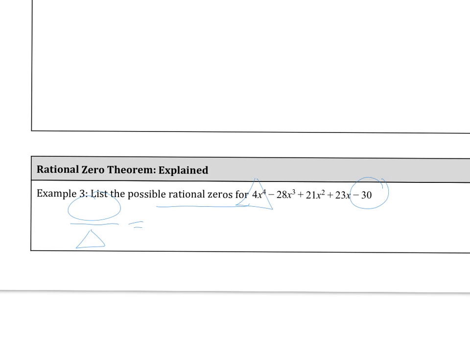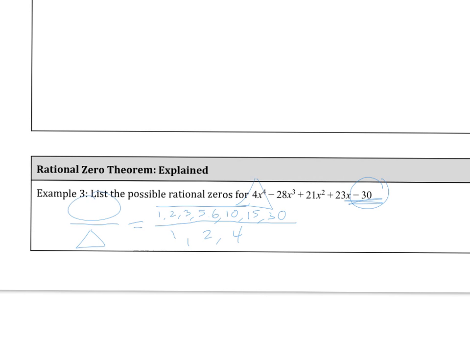So normally when I have to make a big list, I start by looking at this constant and I think of all the things that go into that number evenly. So in this case, that would be 1, 2, 3, 5, 6, 10, 15, and 30. Wow, that's a lot. And then for the lead coefficient, it could be a 1 or a 2 or a 4.